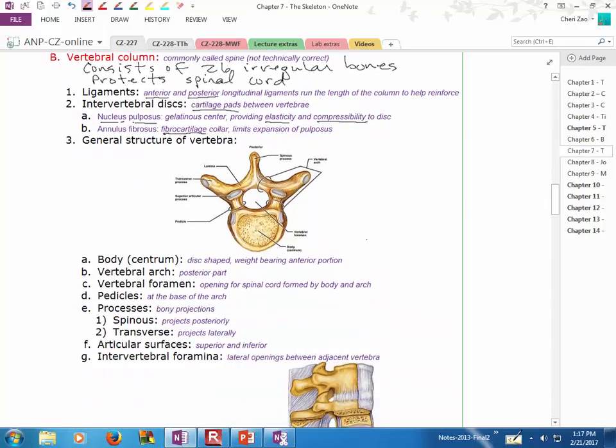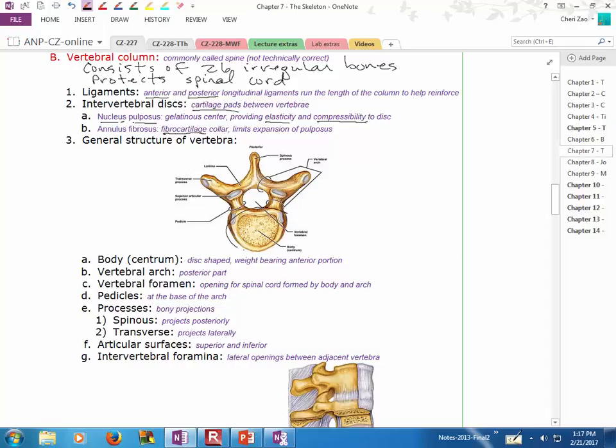Let's go ahead now and take a look at the general structure of a vertebrae and realize we are looking here at what they call a stereotypical vertebra, but this is a stereotypical vertebra for a thoracic vertebra. And there are certain things that tell you it's thoracic right off the bat. But first, let's look at the general structure.